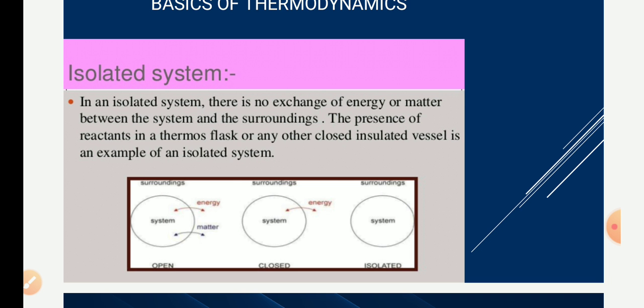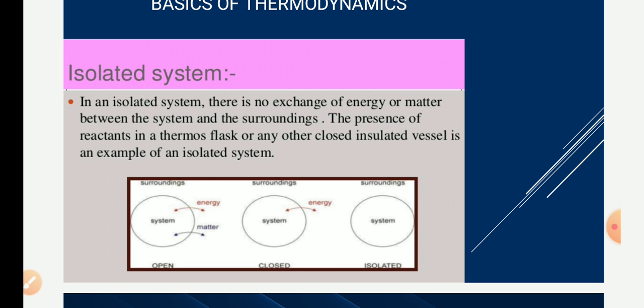An example of an isolated system is hot liquid in a thermal flask or a sealed vapor flask. These are examples of isolated systems. From the figure you can observe that in the first one, the open system, both energy and matter enter and leave the system and surroundings.